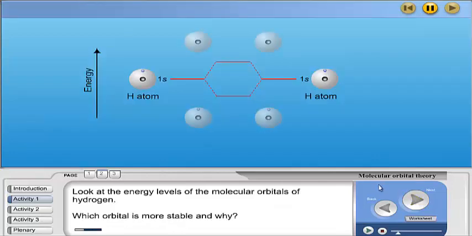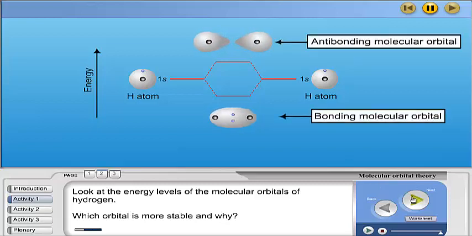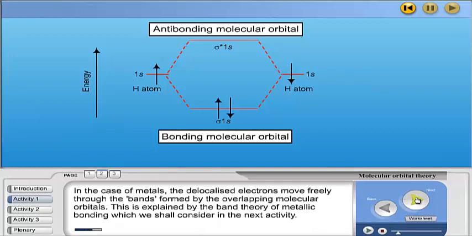Look at the energy levels of the molecular orbitals of hydrogen. Which orbital is more stable and why? Answer: the bonding molecular orbital is more stable as it has lower energy. The two electrons are filled in the bonding molecular orbital with opposite spins, thus obeying Pauli's exclusion principle. In the case of metals, the delocalized electrons move freely through the bands formed by the overlapping molecular orbitals. This is explained by the band theory of metallic bonding, which we shall consider in the next activity.